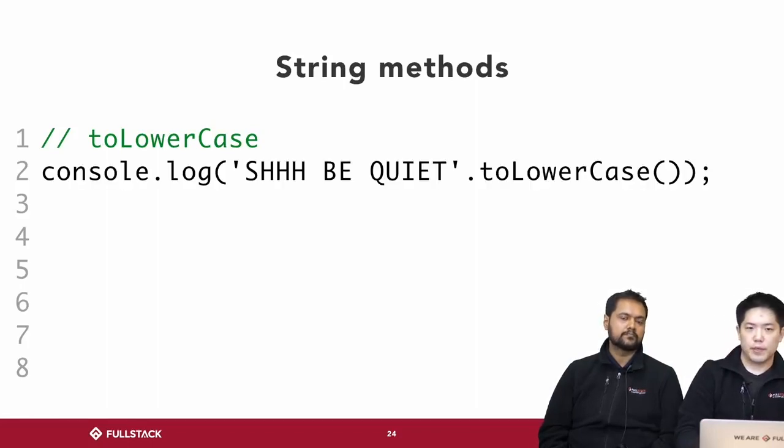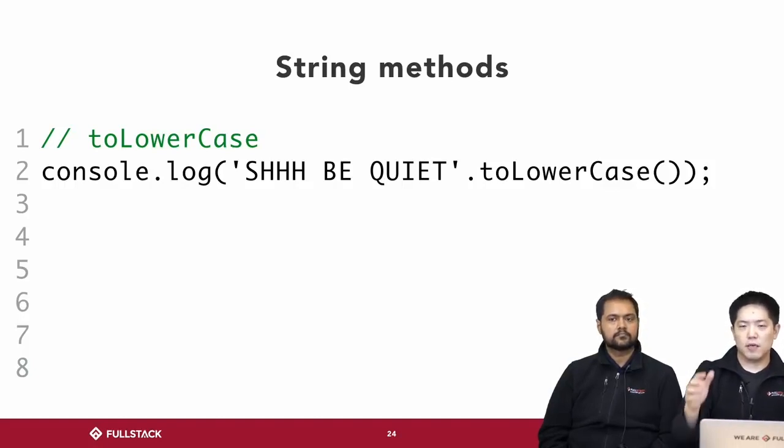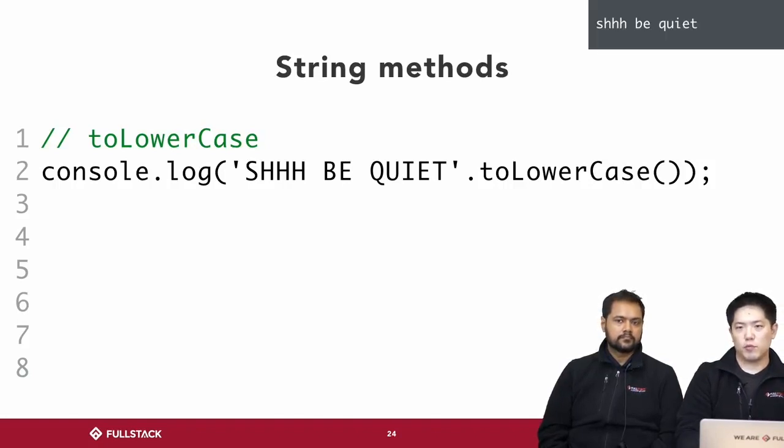All right. For example, with toLowerCase, the string "BE QUIET" is a string type. We call the method toLowerCase, which is a function type, and we call the function with the double parens. By calling the function it returns another string type. So we get "be quiet", with all the characters converted to lowercase.